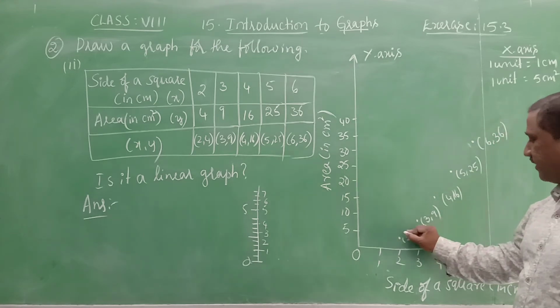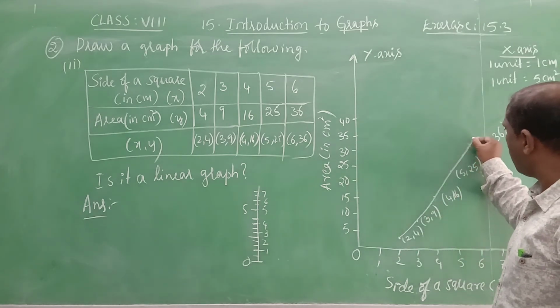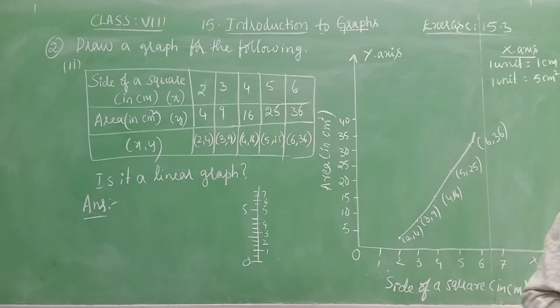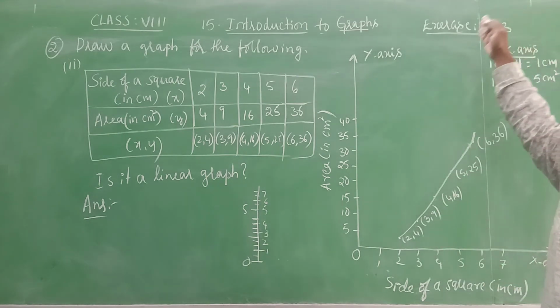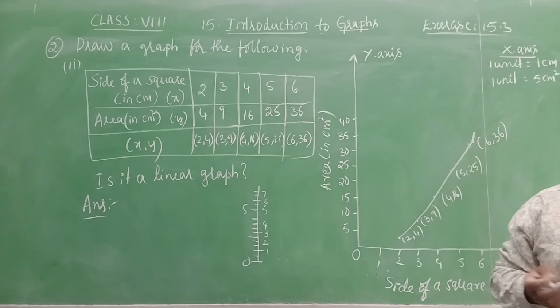Now if we join these, we won't get a straight line, we will get a curved line. This curve is called an exponential curve. You will study the exponential curve in higher classes. You won't get a straight line. Therefore, it is not a linear graph.